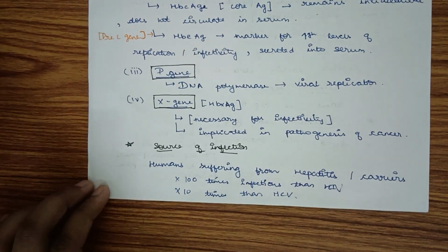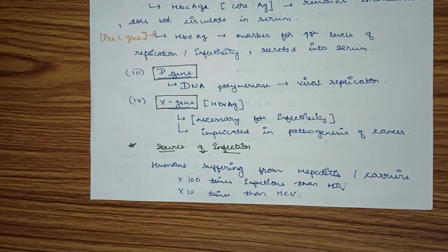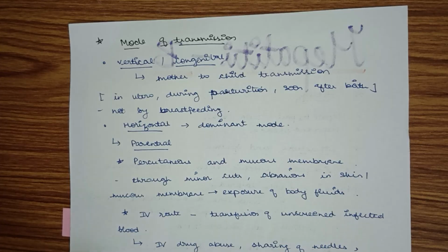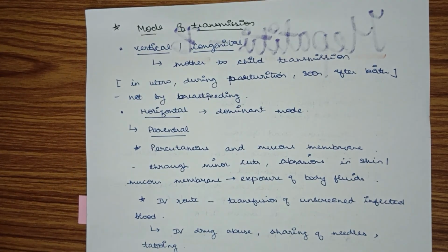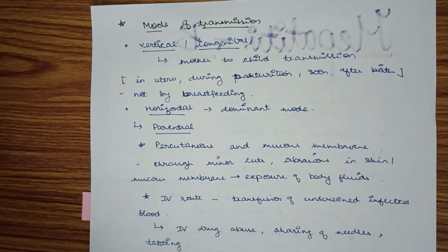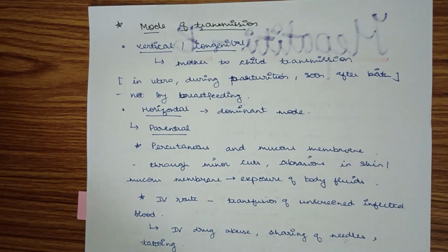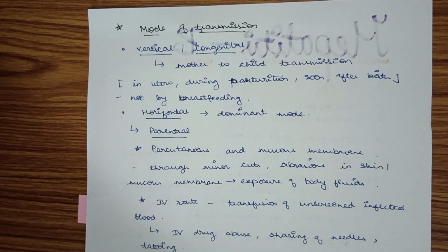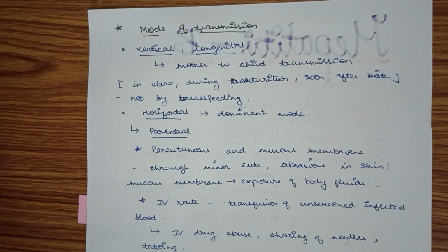The source of infection is humans suffering from hepatitis or carriers of hepatitis. The hepatitis B virus is 100 times more infectious than HIV and 10 times more infectious than hepatitis C virus. Let's look at the mode of transmission. It can be transmitted by vertical transmission or horizontal transmission. Vertical transmission refers to transmission from the mother to the child, and it can occur in utero, during parturition, or soon after birth. But it is generally not transmitted during breastfeeding.